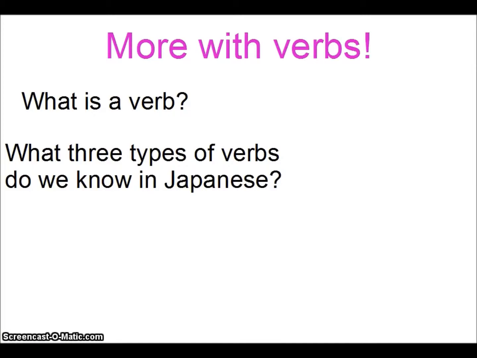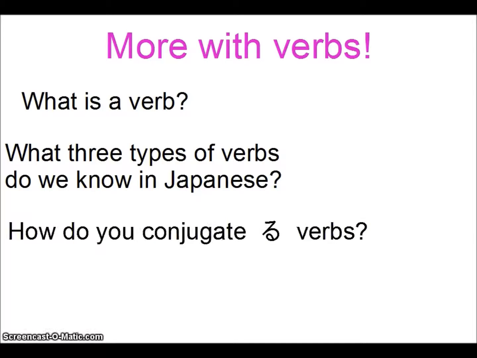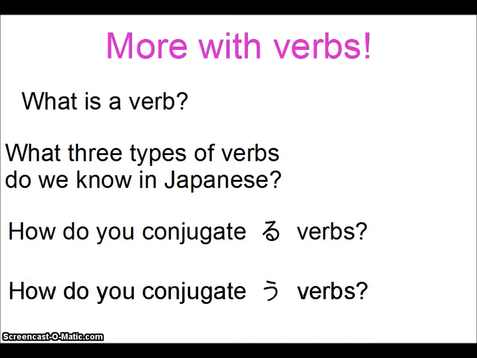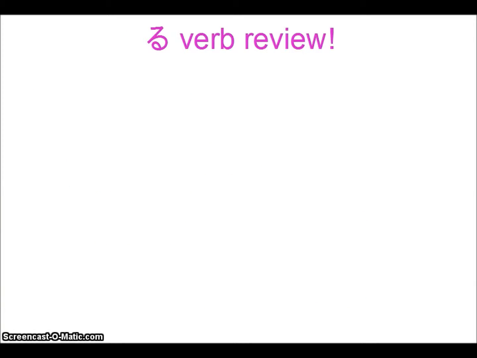So we learned 3 different types of verbs in Japanese. What were they? They were the ru verbs, the u verbs, and the irregular verbs. So we're going to talk about that a little bit more. Do we remember how to conjugate ru verbs? Yeah, so we're going to look at that. Do we remember how to conjugate u verbs? So let's just start with the ru verbs for review. First, you have to drop the ru at the end of the verb in its dictionary form, and then add mas.